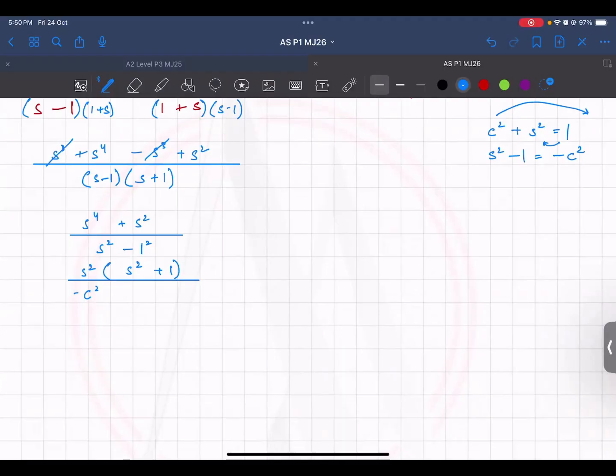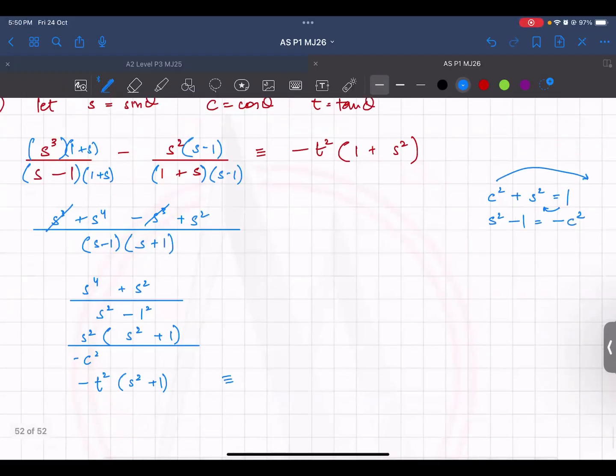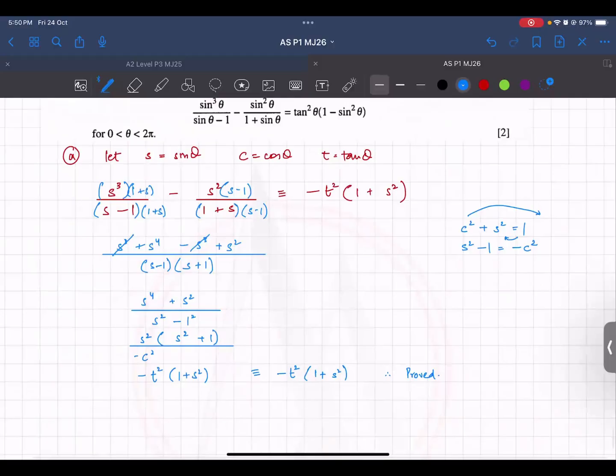And sine square upon cos square will be tan square, so we get minus tan square, and this would become sine square plus 1. And you can see on the right side as well you have the same thing, minus tan square into 1 plus sine square, or sine square plus 1, which is the same thing. So you have shown it, hence proved. This is your 4 marks.